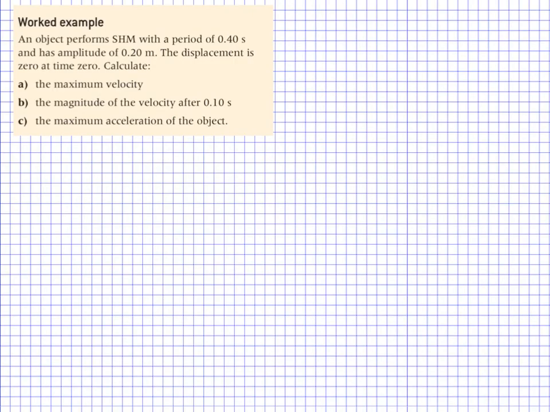So now that we've seen where all these equations come from, our task now is to have a look at some example questions. Here we have three. First of all, an object performing simple harmonic motion with a period of 0.40 seconds and an amplitude of 0.20 meters. The displacement is 0 at time 0. So what I'd like to do is draw this out so we can visualize it as a sine wave graph, and then put all the values down and see what we can get from it.